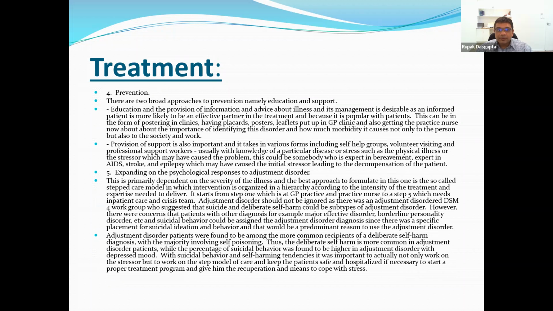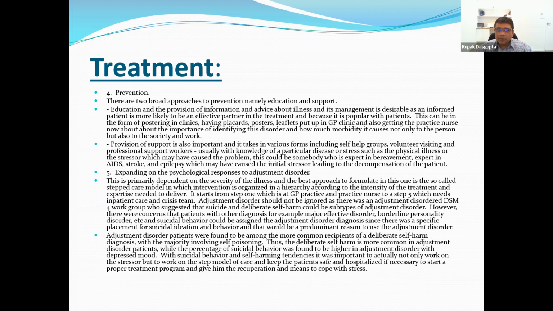Prevention: any illness comes with a package of prevention. There are two more major broad approaches. One is education. Knowing about adjustment disorder, knowing that it exists, knowing that it is not a disorder that can be brushed away, knowing that it has treatment, leaving the patient with hope and optimism.